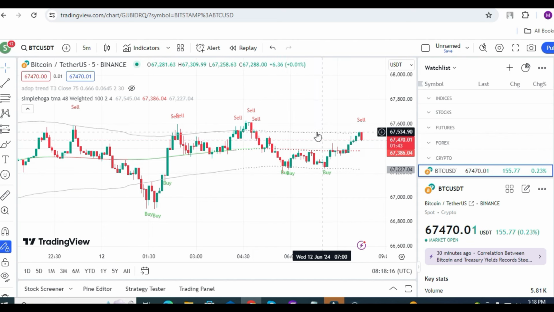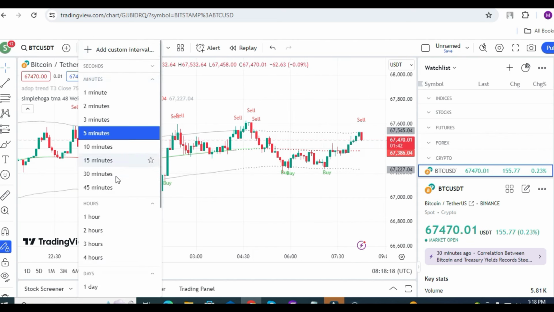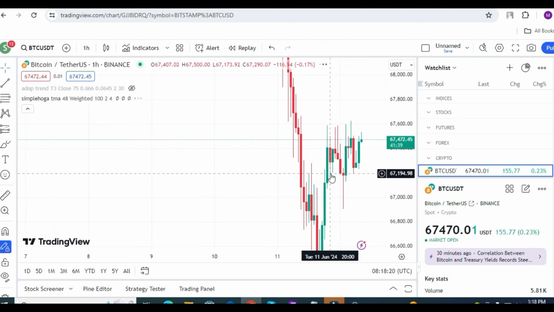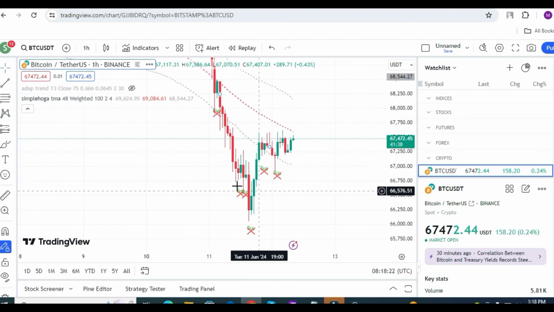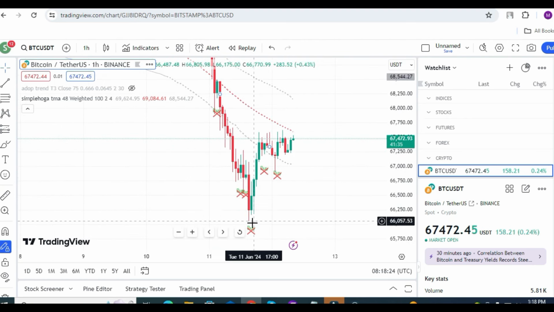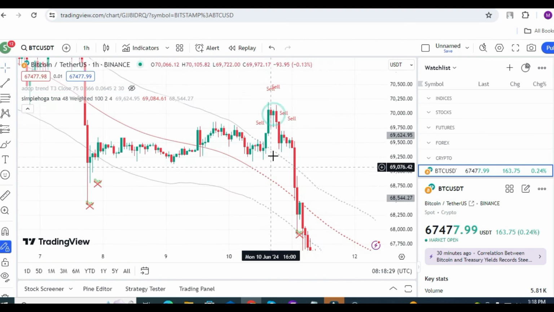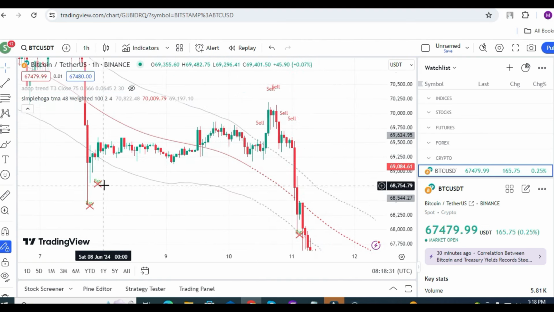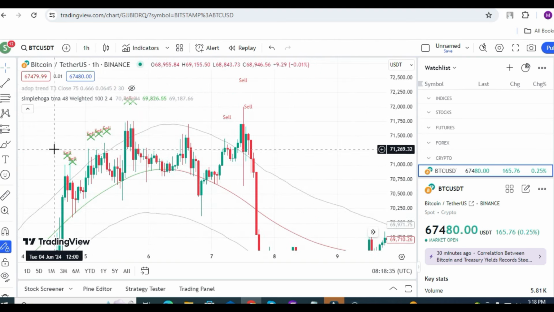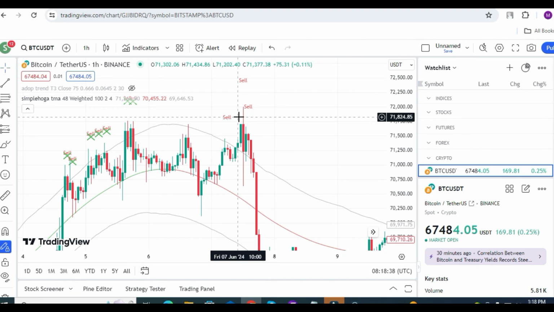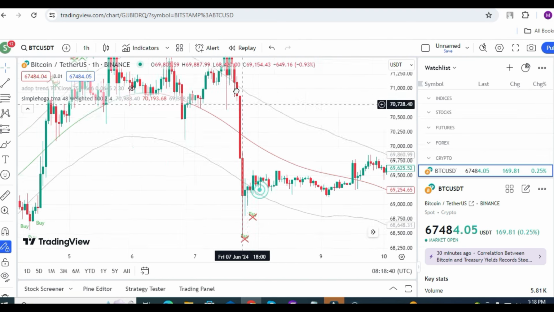Okay, this is the 5 minute time frame, you can use any time frame, like the 1 hour time frame. In the 1 hour time frame, you are getting sell and buy signals, but with the cross, that means do not go for the buy trade. Okay, the sell signal you can go for the sell trade, the buy signal with the cross do not go for the buy trade. Sell signal with the cross, do not go for the sell trade, that is your sell trade from this point. And you can see you got amazing profit.